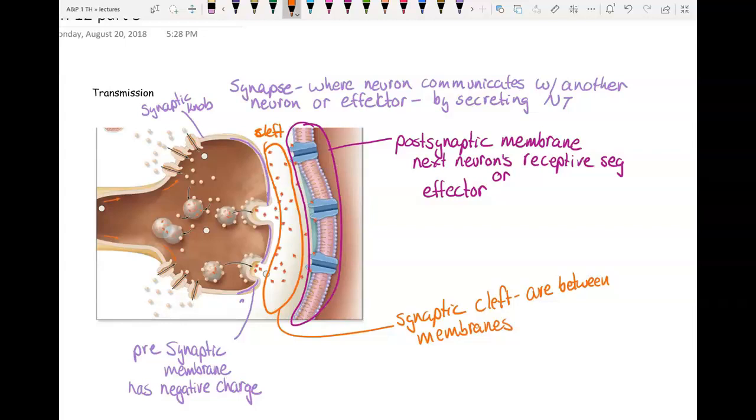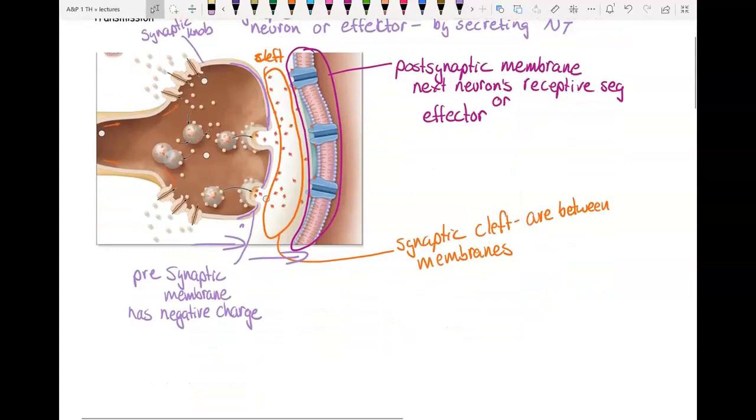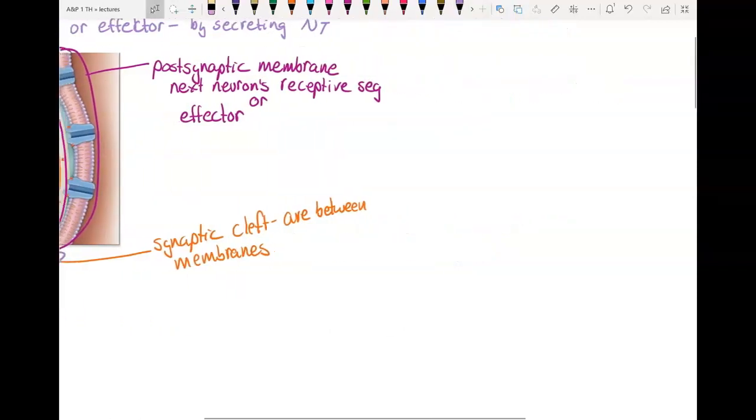So pre means before and post means after. So the presynaptic membrane is before the synaptic cleft and the postsynaptic membrane is after the synaptic cleft. So information is moving this direction. Remember, information always moves one direction. So the basic idea, we'll do the basic idea first, then we'll get into a little more detail.